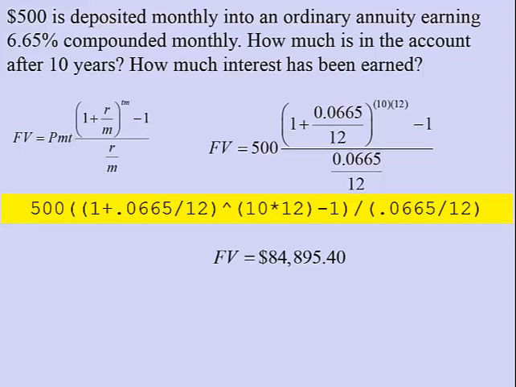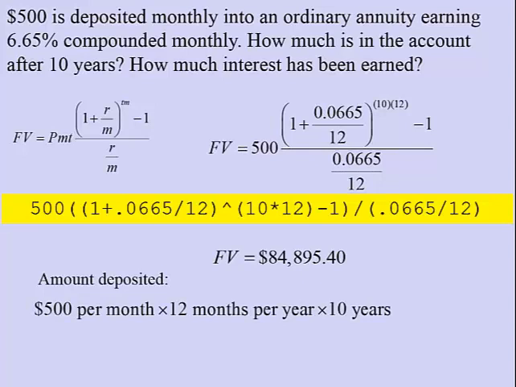Well, the interest is the difference in the amount we actually deposited and the amount we have at the end. How much did we actually deposit? Well, we deposited $500 a month, 12 months a year, for 10 years. Multiplying that out, we got $60,000. So if we deposited $60,000 and the account has $84,000, the interest has to be the difference in those.